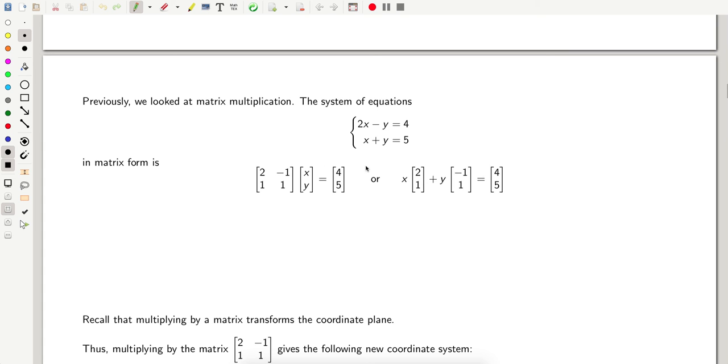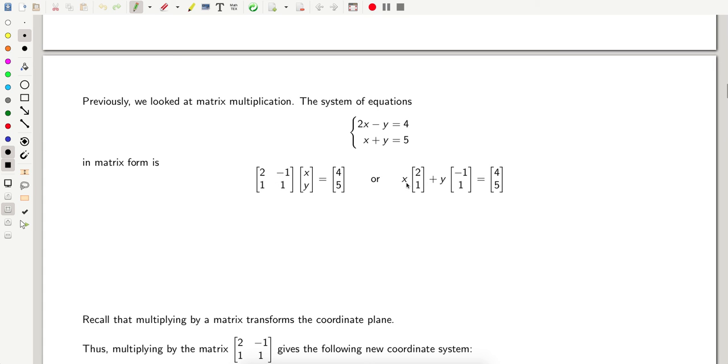If we expand it out a bit, we get x times the first column plus y times the second column equals the column 4, 5. Notice that with our matrix here, i hat gets sent to (2, 1), and j hat gets sent to (-1, 1).